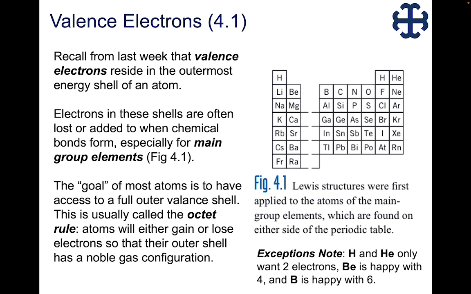A reminder that anytime we are forming covalent bonds, the goal is to get an octet, meaning that atoms basically share electrons so that they have 8 valence electrons in their outer valence shell. Exceptions to that are hydrogen and helium, which only want 2. Beryllium can be happy with 4, and boron is happy with 6. And those are the hypovalent, I guess we would say, basically less than 8. And then once we get to phosphorus, we can, of course, have hypervalent, meaning more than 8.